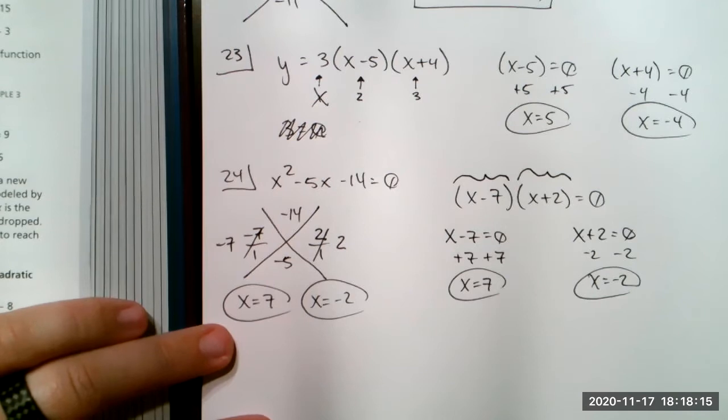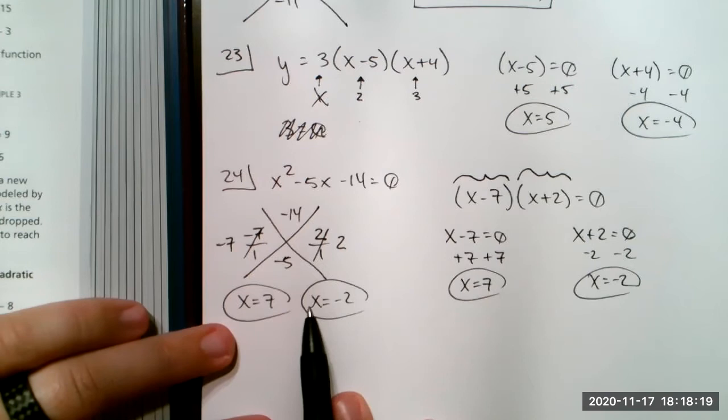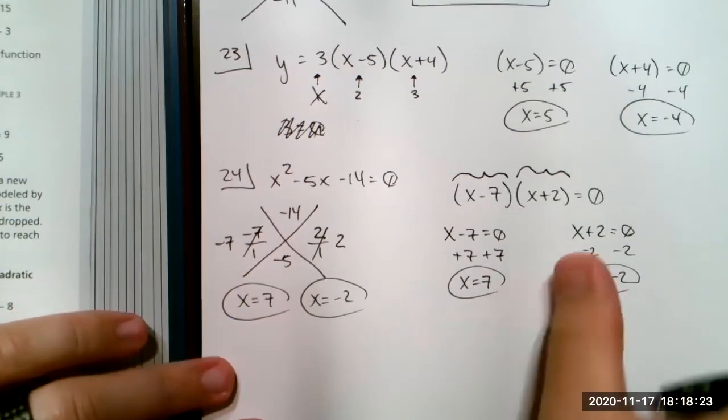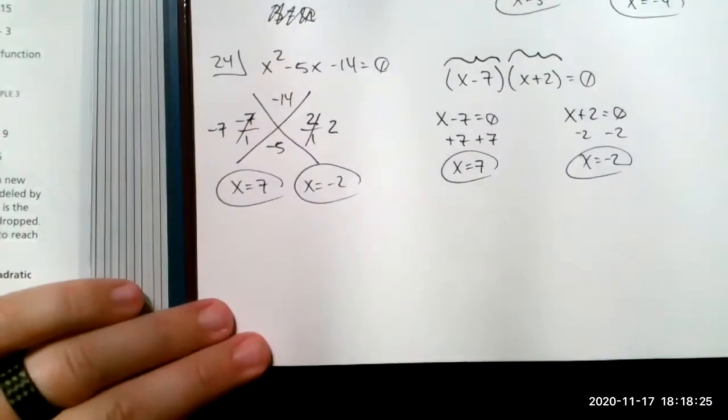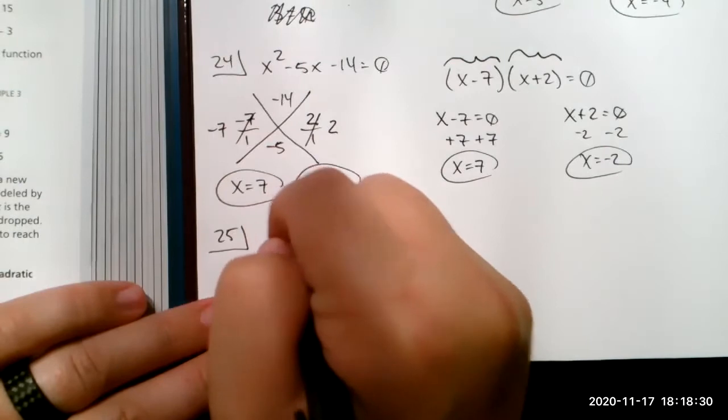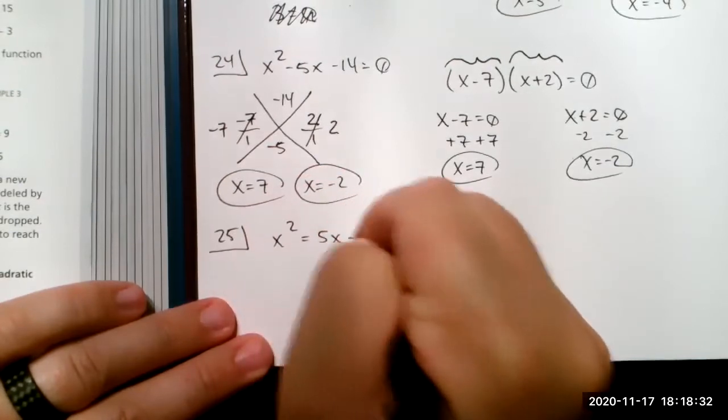So again, your choice. If you're one of those steps people and you want to work it out, more than welcome to. Just a little bit quicker to just take the opposite of those two numbers. See if we could squeeze 25 in there. So it's x squared equals 5x minus 6.